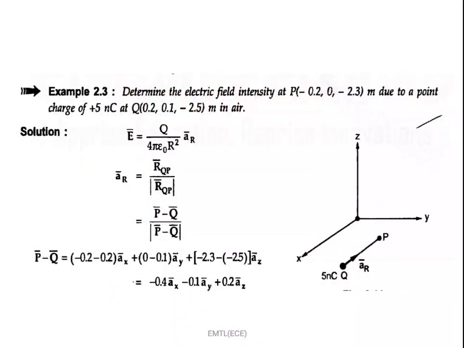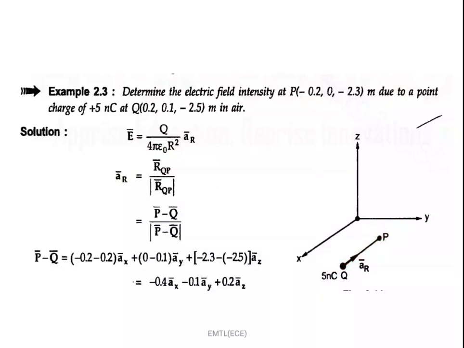Determine the electric field intensity at P, minus 0.2, 0, minus 2.3 meters, due to a point charge of plus 5 nanocoulombs at Q, 0.2, 0.1, minus 2.5 meters, in air. So here we have to find the electric field intensity. The formula for electric field intensity is E is equal to Q by 4 pi epsilon naught R square, AR bar.